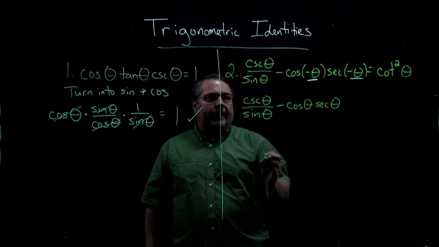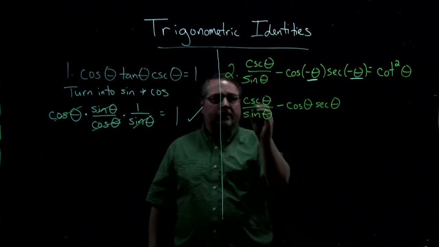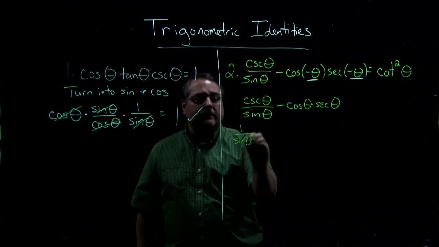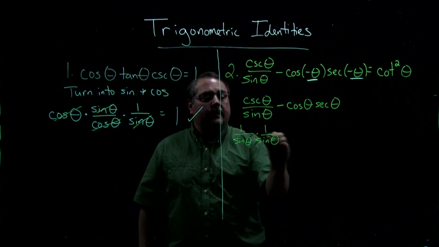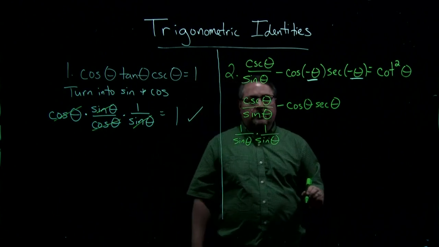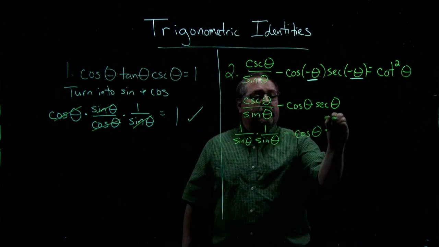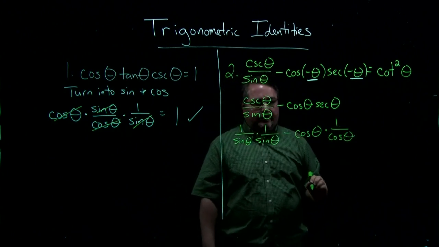Okay, now I'll write everything using sines and cosines. So cosecant is 1 over sine theta. We're dividing that by sine theta. It's just the same thing as multiplying by 1 over sine theta. And then we have cosine theta times 1 over cosine theta is secant theta.